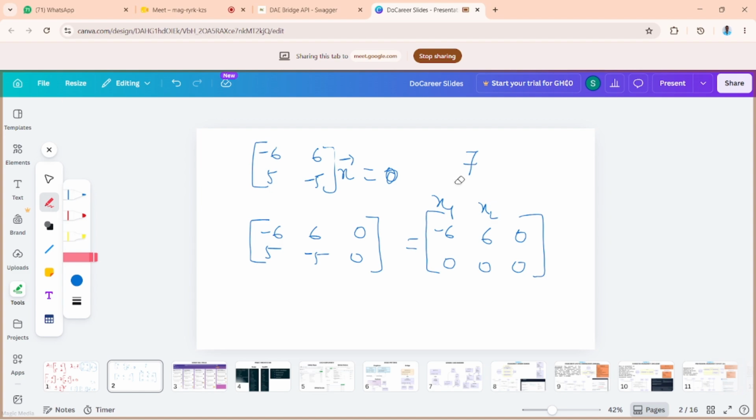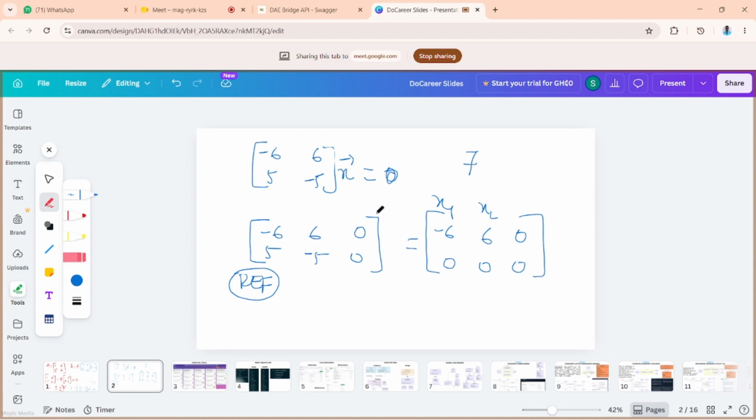After the augmented matrix, that is 6, negative 6, 5, negative 5, 0, 0, right? Yes. Then from there you find the REF, row echelon form. Oh, okay. So which number did you use to get the 0?